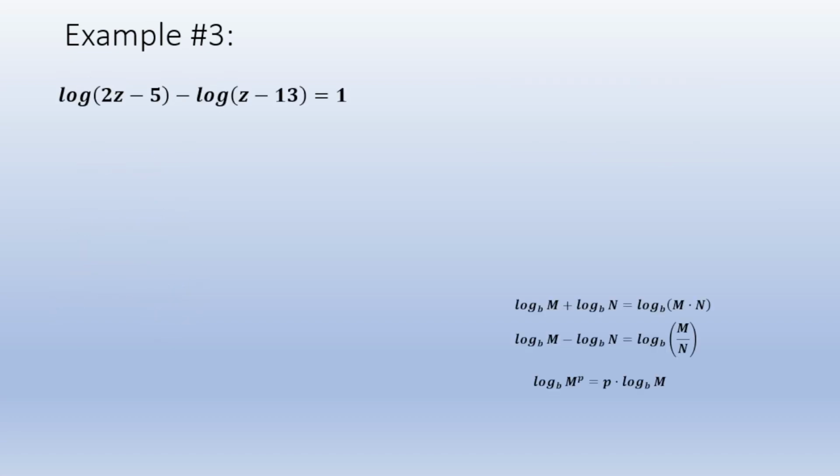All right, so now for the next couple of examples, we're going to get into some problems that are a little bit more challenging. In this equation, we have the log of 2z minus 5 minus the log of z minus 13 equals 1. Before we can convert this to exponential form, we need to first condense all the logarithms on the left side into one term. In order to do that, we're going to utilize the properties of logarithms.